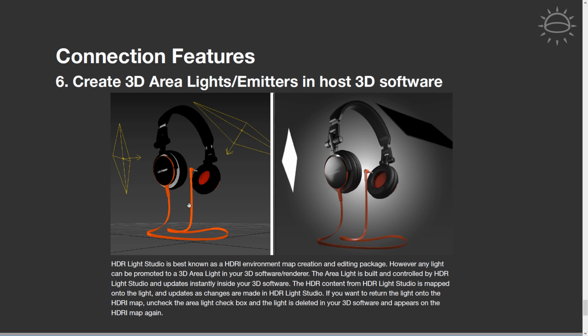When you use area lights and create area lights in HDR Light Studio, when you are connected, these are created in real time as emitters or as lights with all the shaders set up and with the HDR content mapped from HDR Light Studio onto the lights in your 3D software. So within a single click, the lights are created, they're super easy to control, and it saves a lot of time compared to manually creating those light sources.